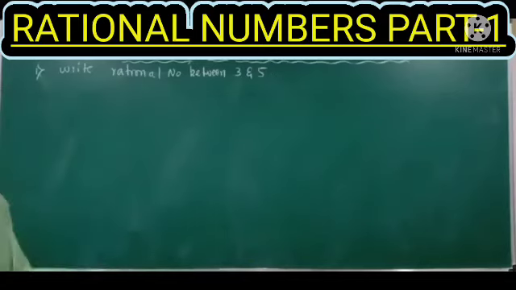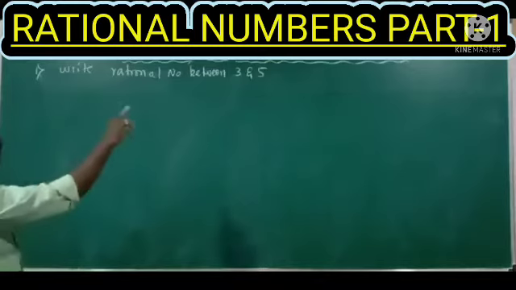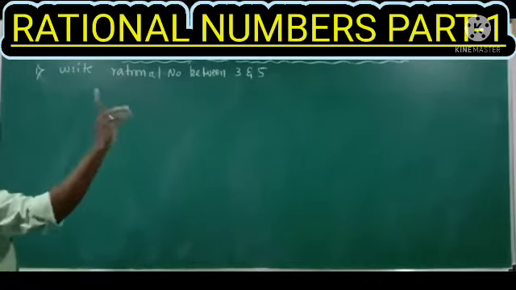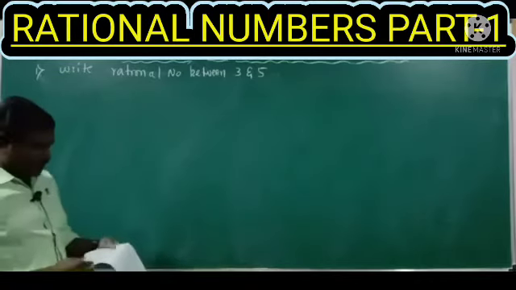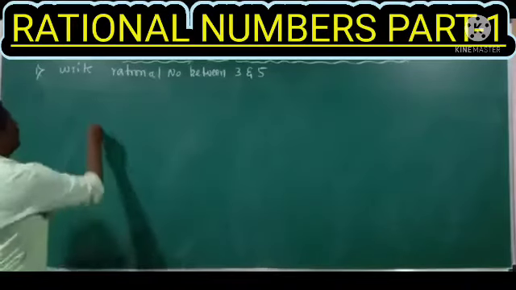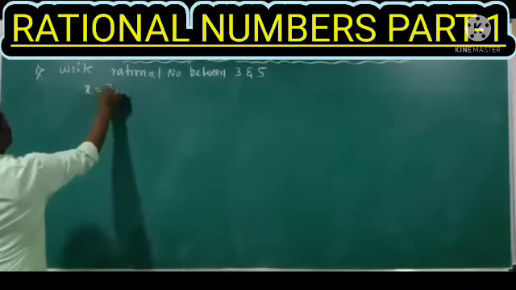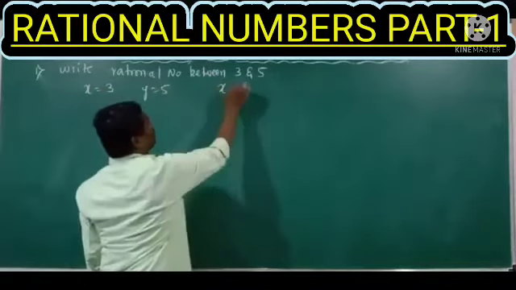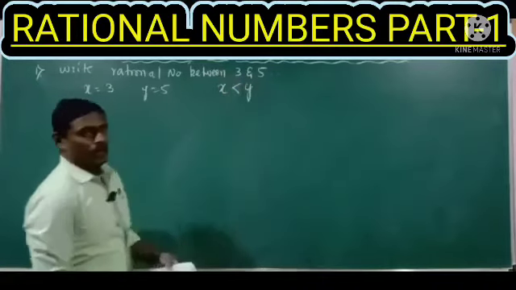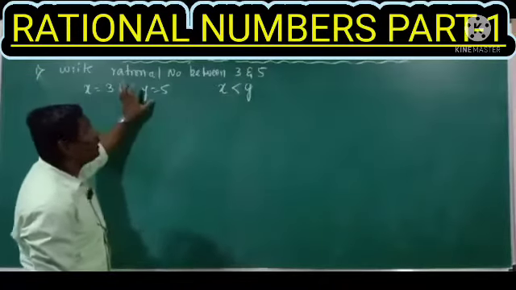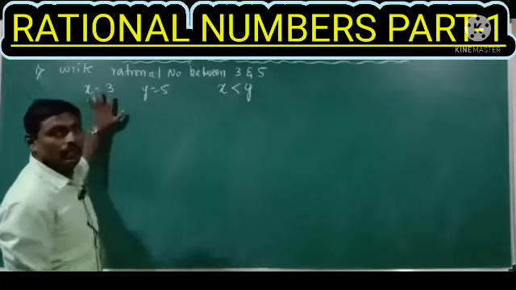In that, you have to take the two values as x and y. 3 and 5 are the two given values. You need to take those two values as x and y, and the condition is x is always less than y. So x is equal to 3 and y is equal to 5. It should satisfy the given condition, that is, x is less than y. The x value is always smaller than the y value. So that's why I am taking y as 5 and x as 3.